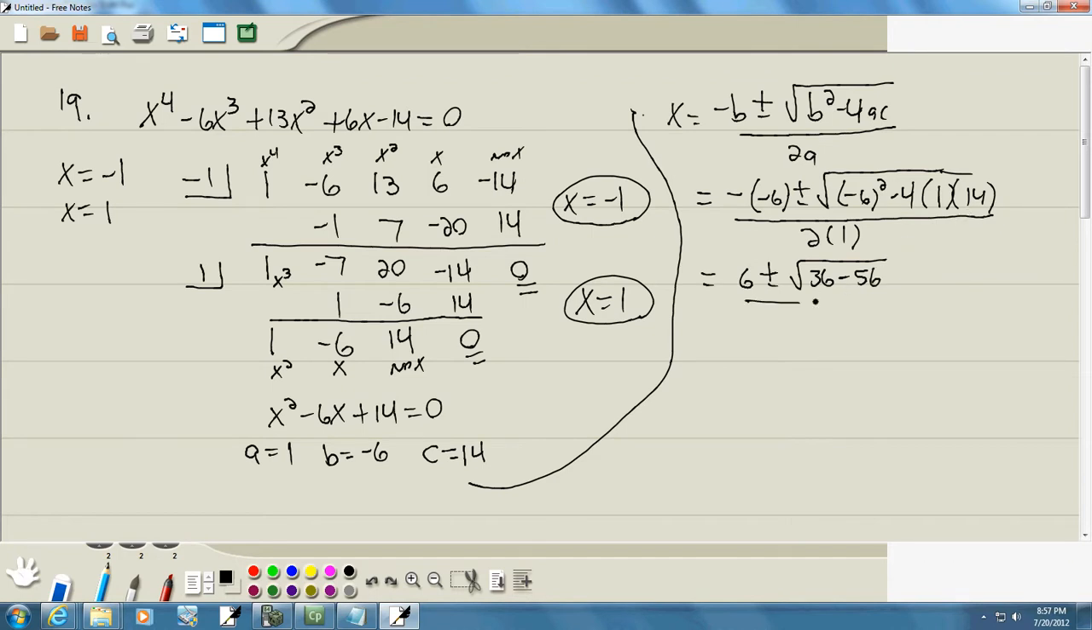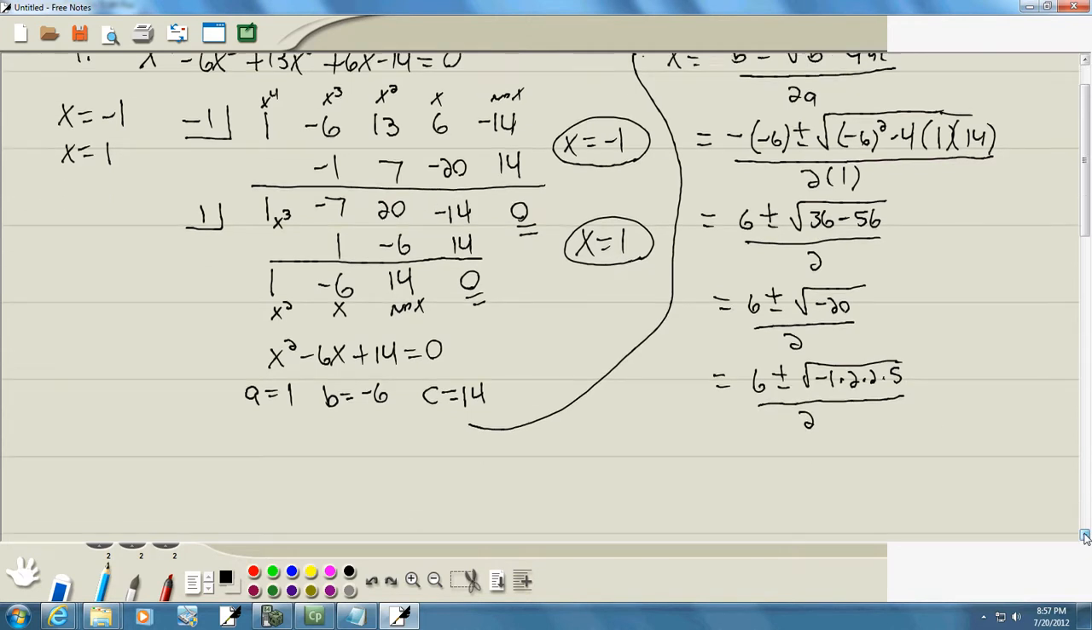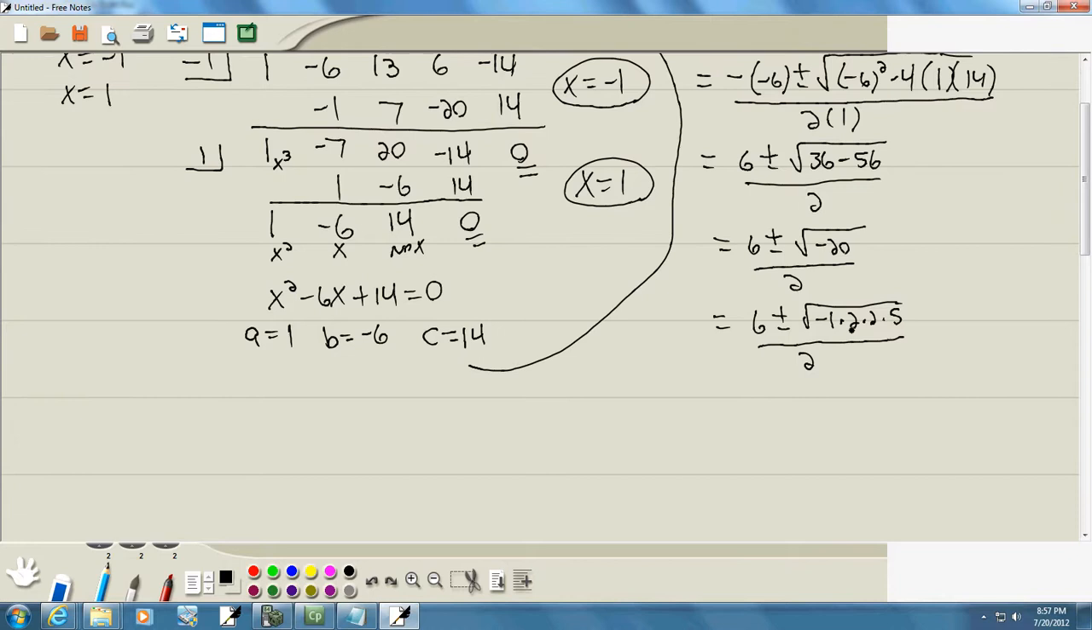Yeah, 56. And 2 times 1 is 2, which gives us 6 plus or minus, and 36 minus 56 is negative 20, over 2. Negative 20 is negative 1 times 2 times 2, that's 4, times 5. Now remember, with a square root, we're looking for a pair of something. So here's a pair of 2's, that's going to come out. And a negative 1 will come out as an i. So we have 6 plus or minus 2i square root of 5 over 2.